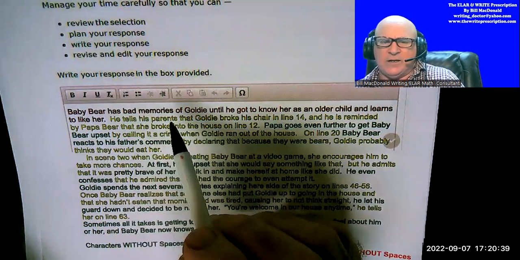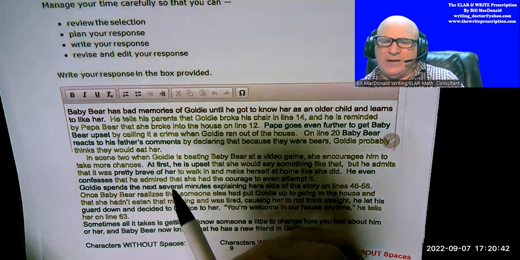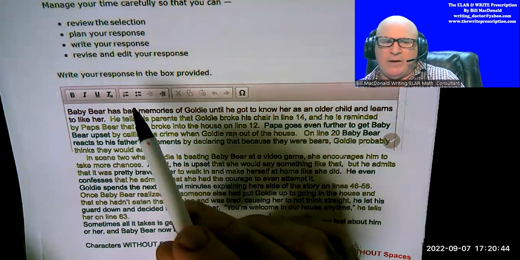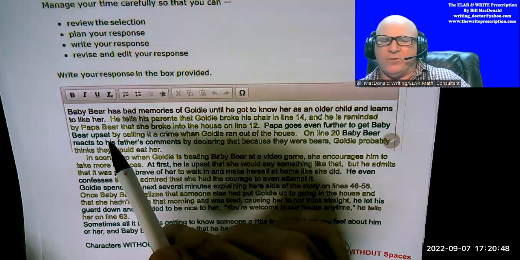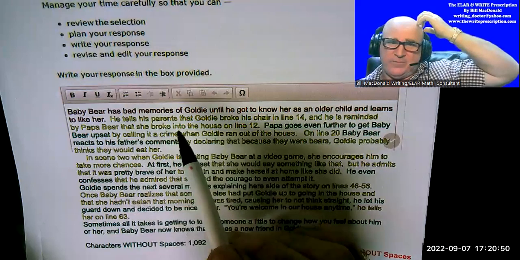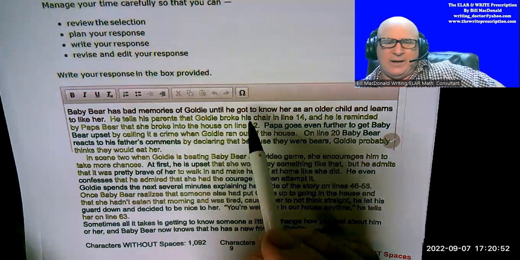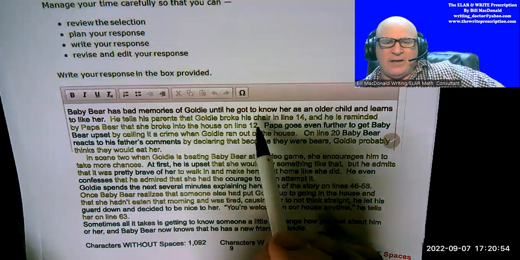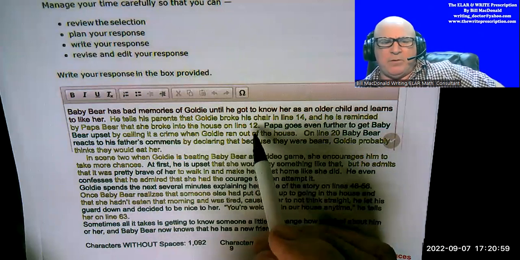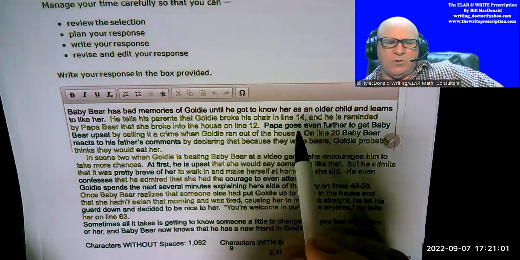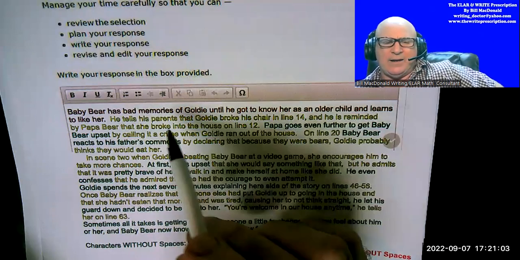He tells his parents that Goldie broke his chair, negative, in line 14, and he is reminded by Papa Bear that she broke into the house on line 12. Both those are negative things. So he's going to have a pretty negative attitude. Papa goes even further, my own words, to get Baby Bear upset. That's just my own, what original way can I explain it?